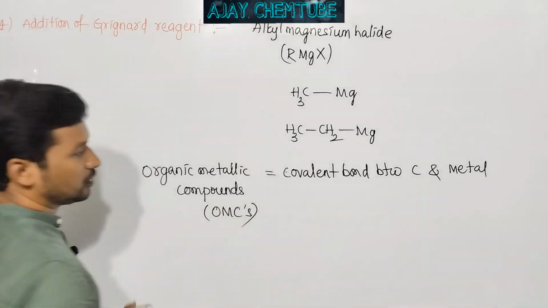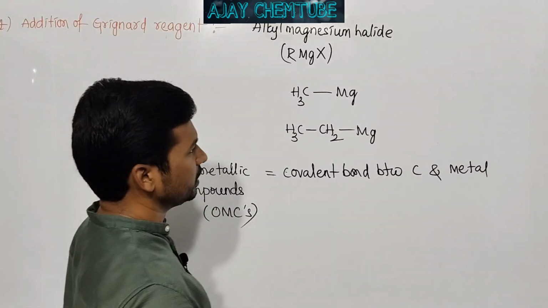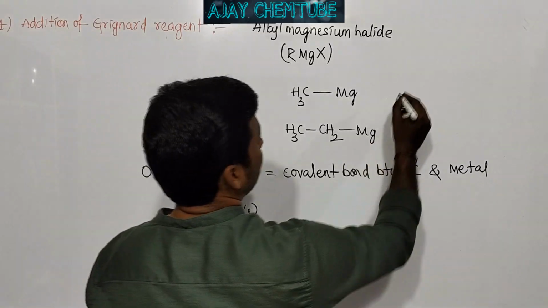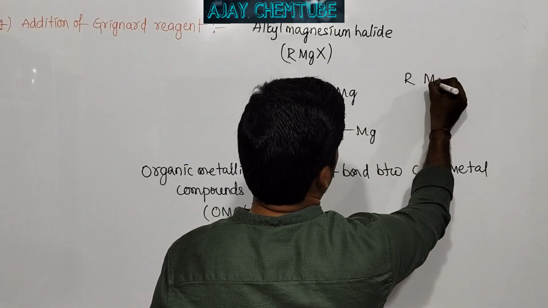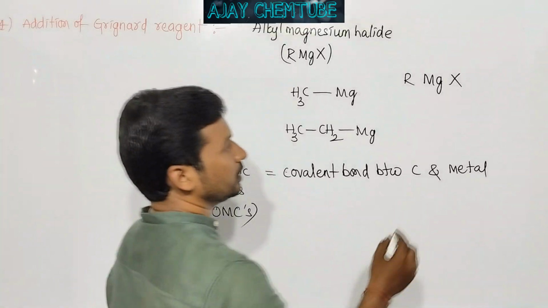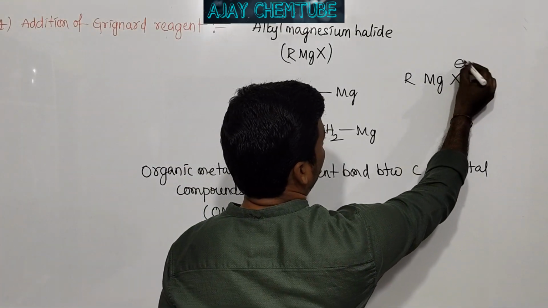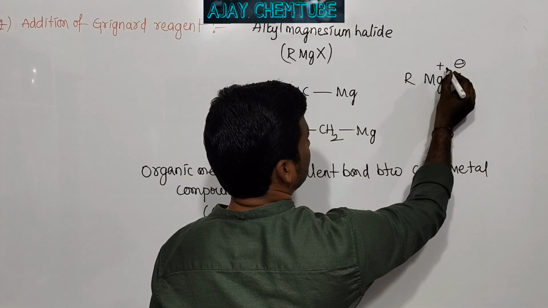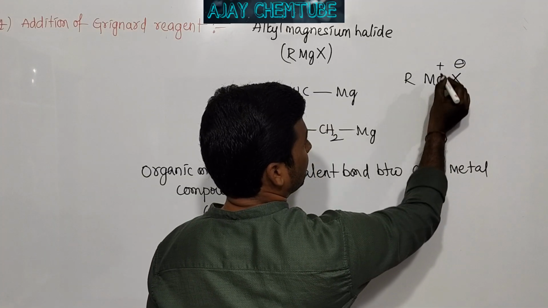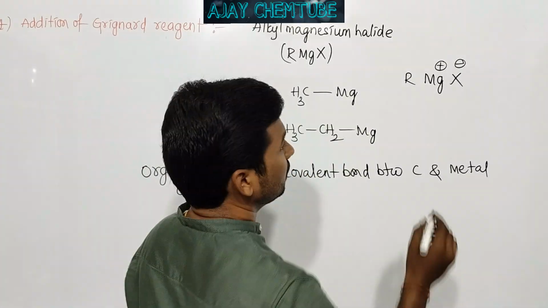OMCs. So Grignard reagent is an organometallic compound. What is the specialty in Grignard reagent? In RMgX, both types of bonds are present. Here this is a covalent bond, and this is an ionic bond, X minus Mg plus. Here this bond is not ionic like MgX. The MgX bond is 100% ionic.